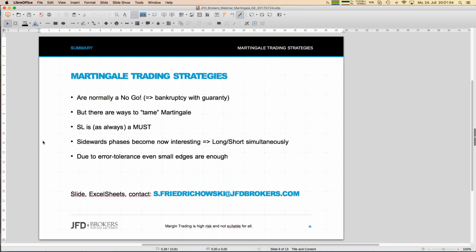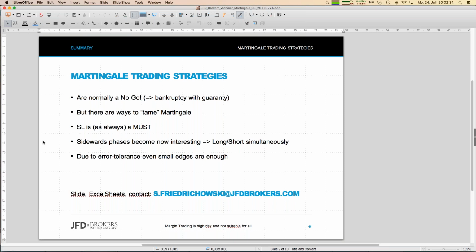Good. So let me go for the summary now. What Martingale strategies are about, first thing to mention, it's a no-go. The bankruptcy will come with guarantee. If you just play that game of doubling without any limit, then you know what will happen. And I showed it several times in the Excel sheet, and I hope you always remember that just going with that strategy without anything else is not good.